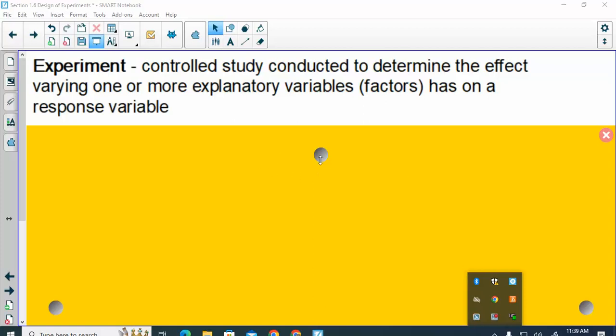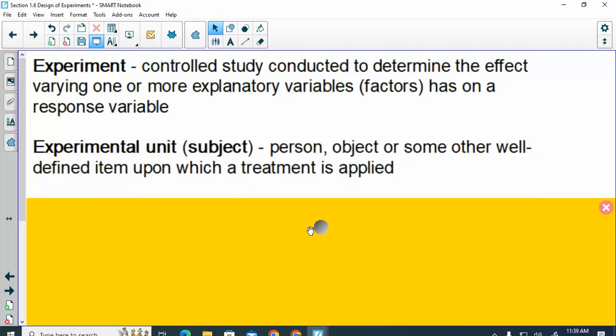So the experimental subject or unit is the person or object to which you are applying your treatment. So if I wanted to see if you like last year's milk or this year's milk at school better, and I had each of you taste both of them and tell me your favorite, each of you would be an experimental unit. You're each going through that treatment.